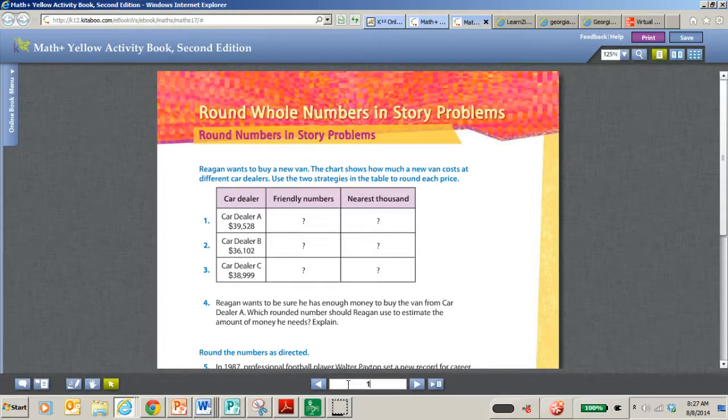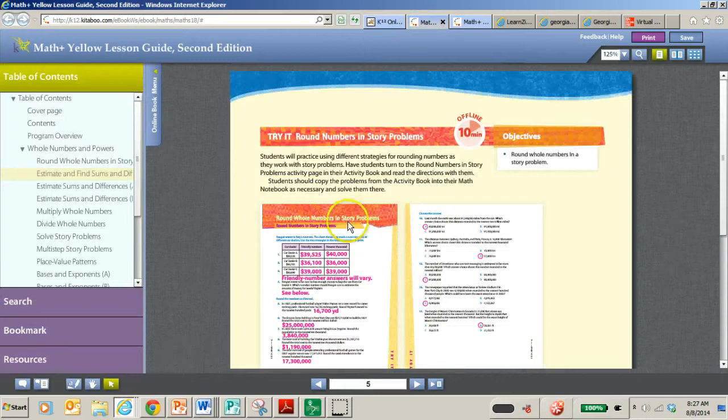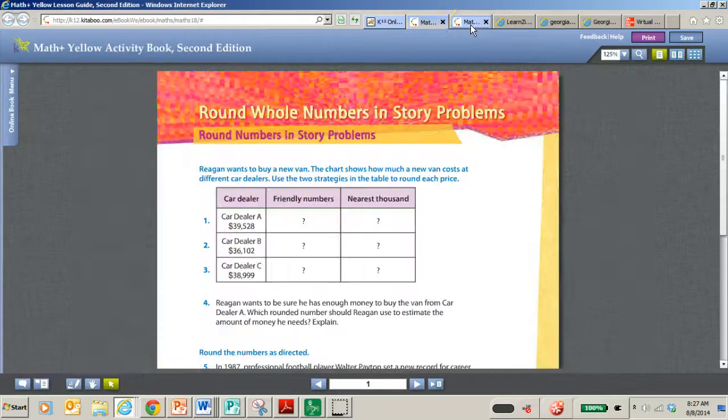Now the Learning Coach Guide also goes through all of these and gives you the answer. So I'm going to go back to that Learning Coach Guide because right here, this is kind of tricky. It says to use friendly numbers and then round to the nearest thousand. The guide tells you right here that the friendly number answers will vary. So when your child completes this unit, understand that a friendly number is something, I like to think of it as even counting money.